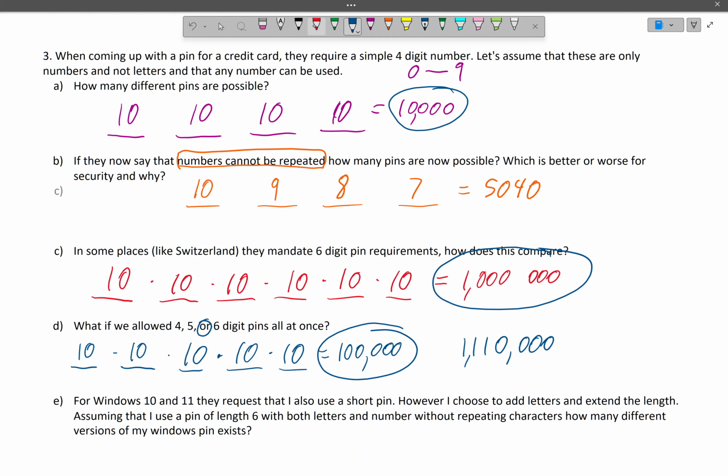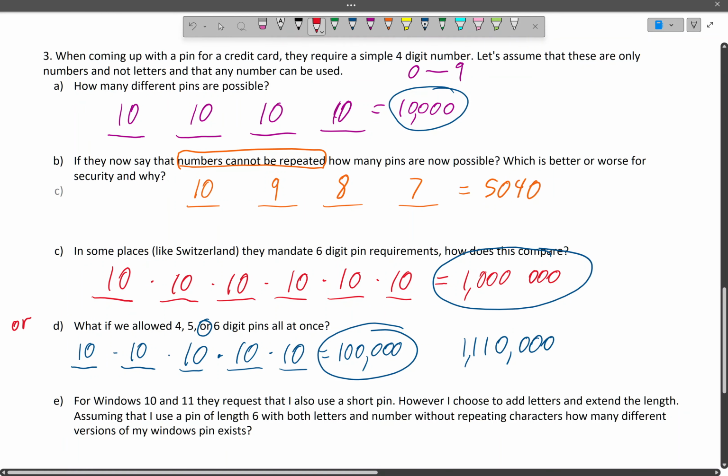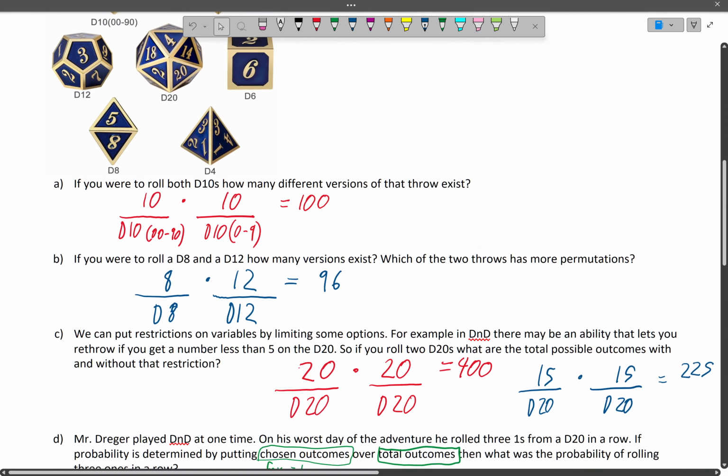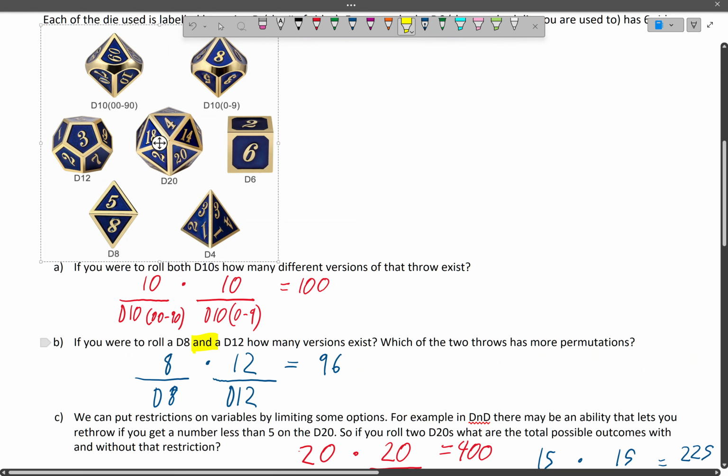Okay, so the key that I want to point out here is when we say the word or means adding. Okay, whereas over here, I want to point out that and means multiplying.